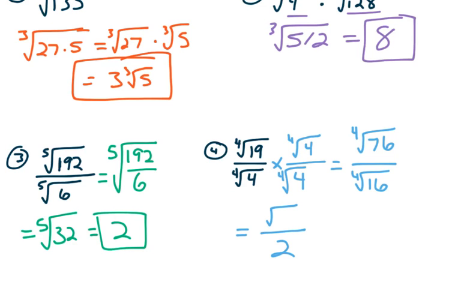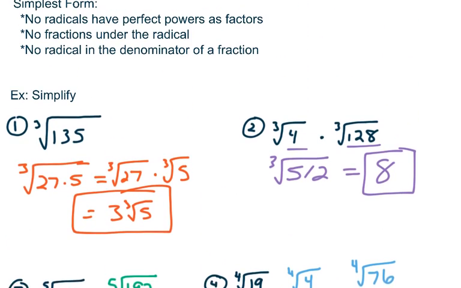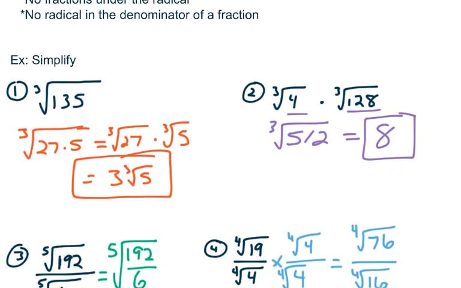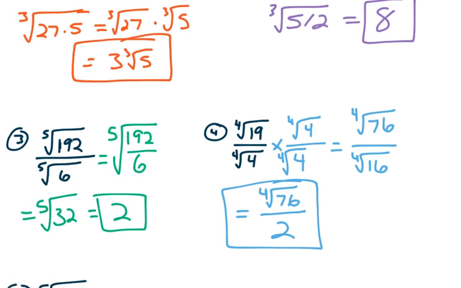So really, if we can't do anything with this, then we're going to leave it just as is. This is going to remain the fourth root of 76, and that's going to be your final answer right there because we've met all of our requirements. We don't have any perfect powers, we don't have any fractions, and we don't have any radicals in the bottom of our fraction, so we are done right there.